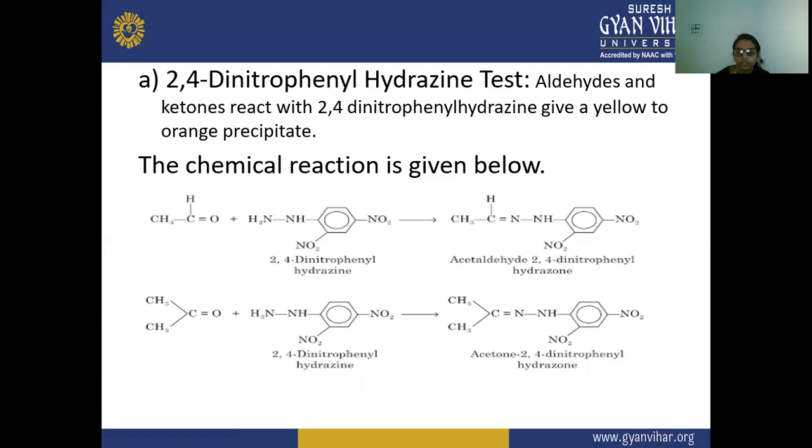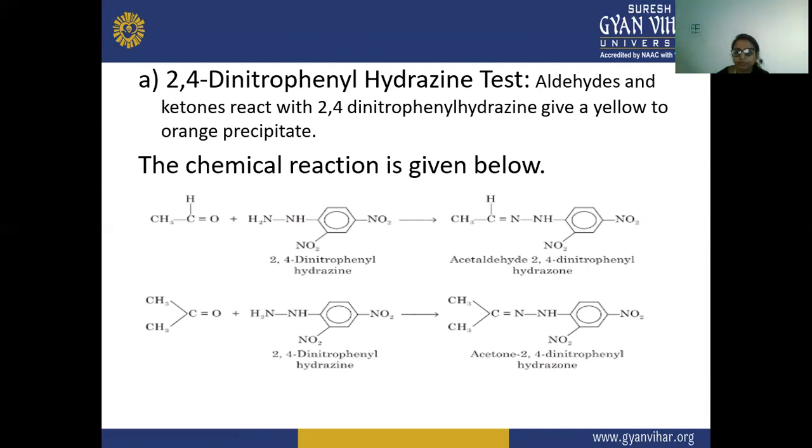In this also you will see that there is a removal of a water molecule from the ketone and the nitrogen-containing compound, that is 2,4-dinitrophenylhydrazine. There is a formation of this acetone 2,4-dinitrophenylhydrazone, and they give a yellow or orange precipitate. So this is the first test, the 2,4-dinitrophenylhydrazine test, a qualitative test of aldehyde and ketone.